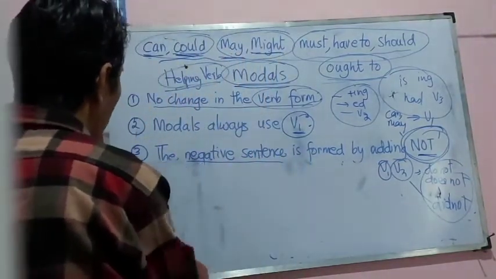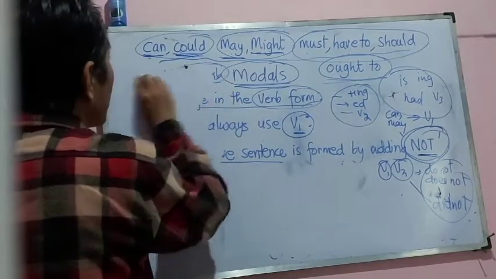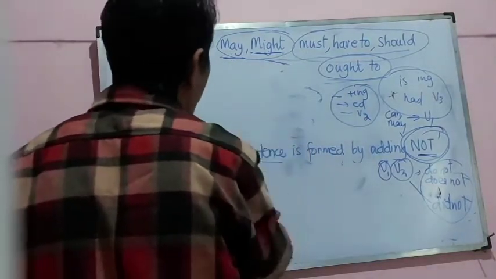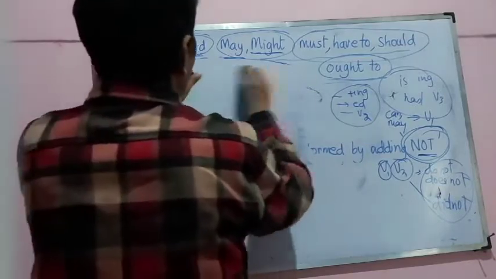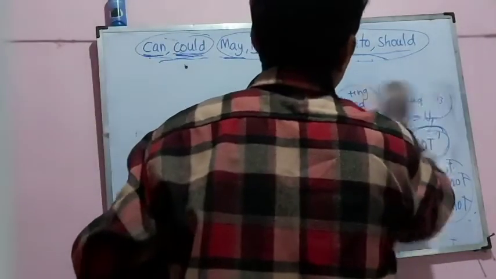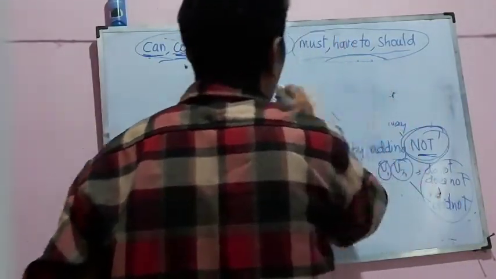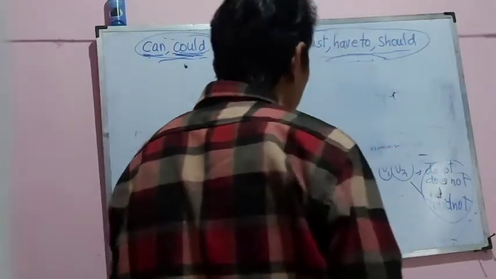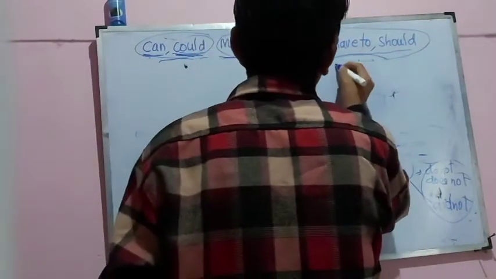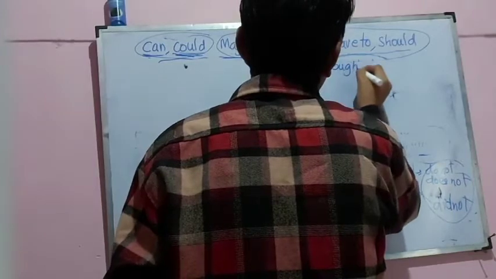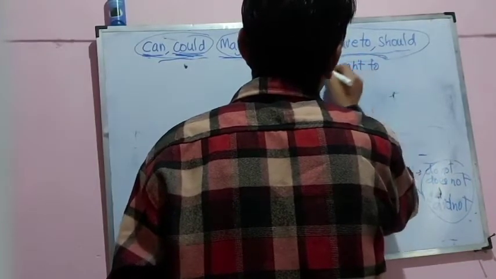Now we are going to talk about the different functions of the models. I'm not going to rub this because you have to keep in mind these words. This one, for example, ought to.